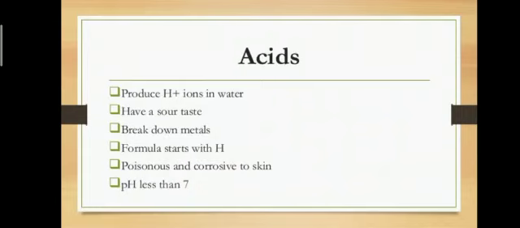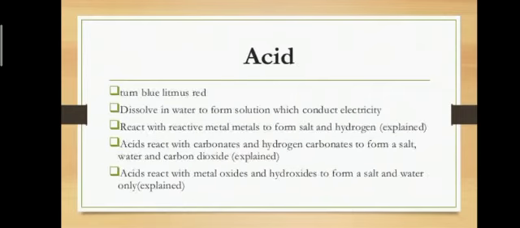Poisonous and corrosive to skin. Yes, an acid can poison your skin. pH less than 7. As you know that the pH scale is around 1 to 14, and 1 to 6.9 is of acid, 7 is for neutral and 7.1 to 14 is for basic part.